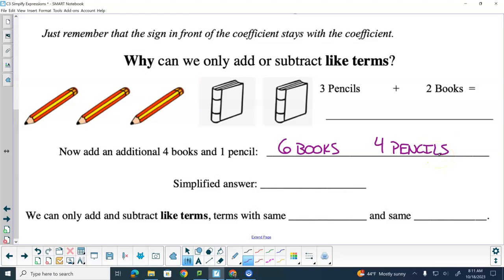Is a book the same as a pencil? No, we can't combine them. So we just have 6 books and 4 pencils.